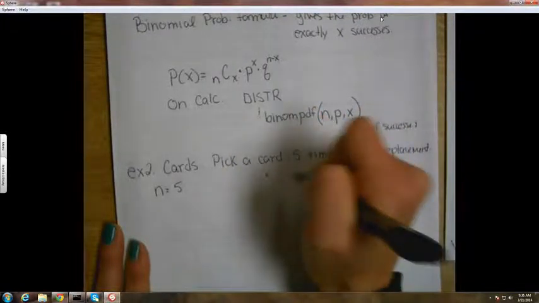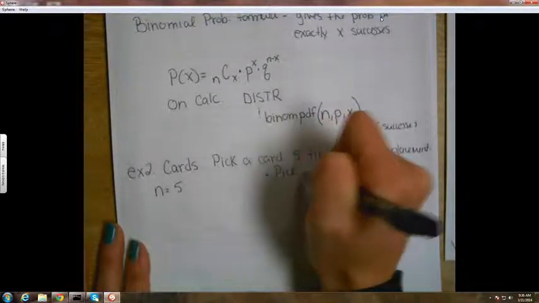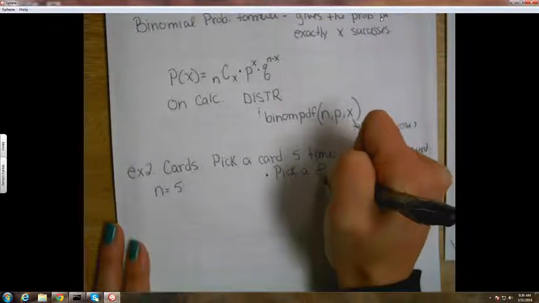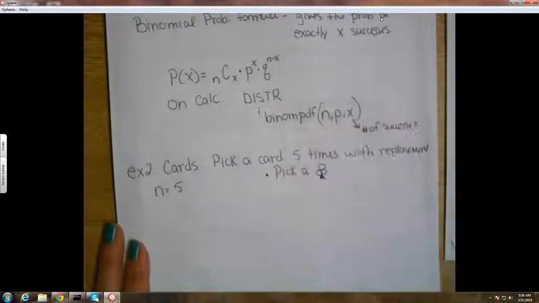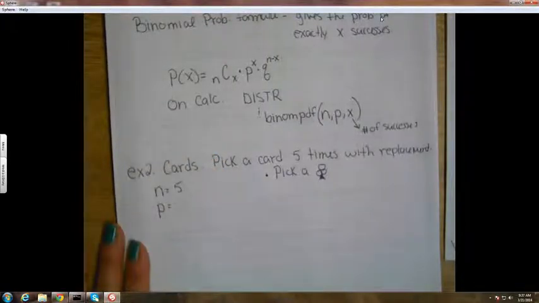We are going to be looking for pick a club. So that's my event. So I either get a club or I don't. There's my success failure. So what's the probability of success on this, if I'm looking at whether the card is a club or not?